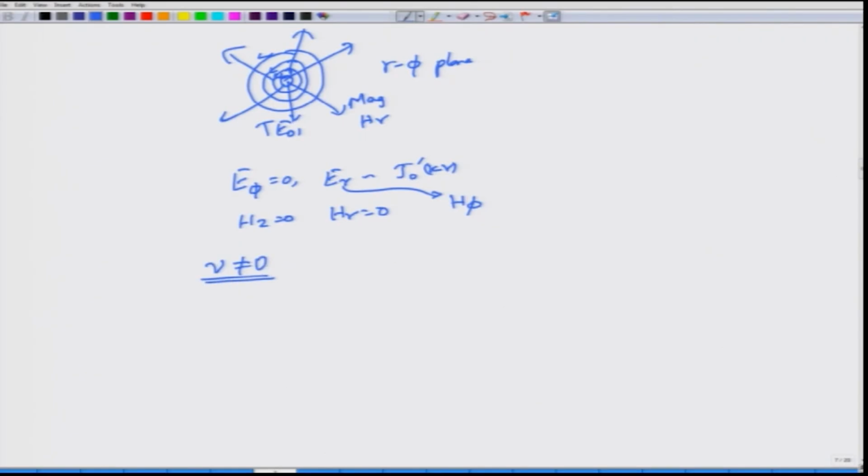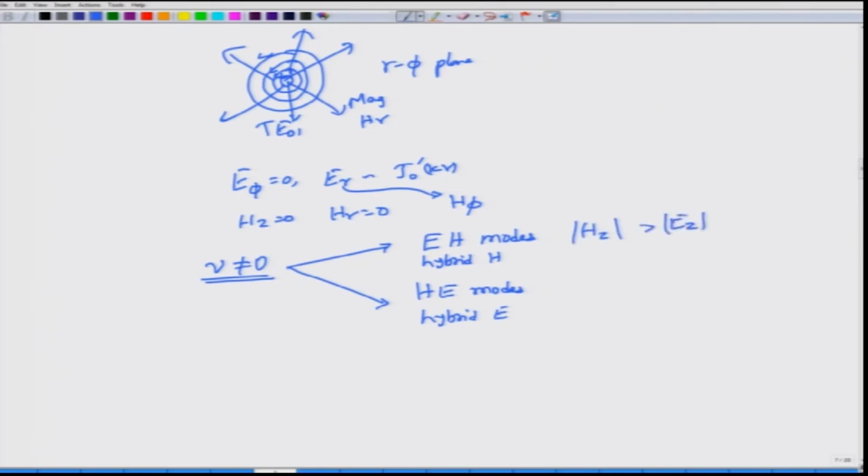And the solutions again can be classified into two groups. One is called EH modes, and the other is called HE modes. HE stands for hybrid electric modes and EH stands for hybrid H modes. Meaning, in the EH mode the magnitude of Hz will be greater than the magnitude of Ez, whereas in the hybrid electric modes the magnitude of Hz will be less than the magnitude of Ez fields.